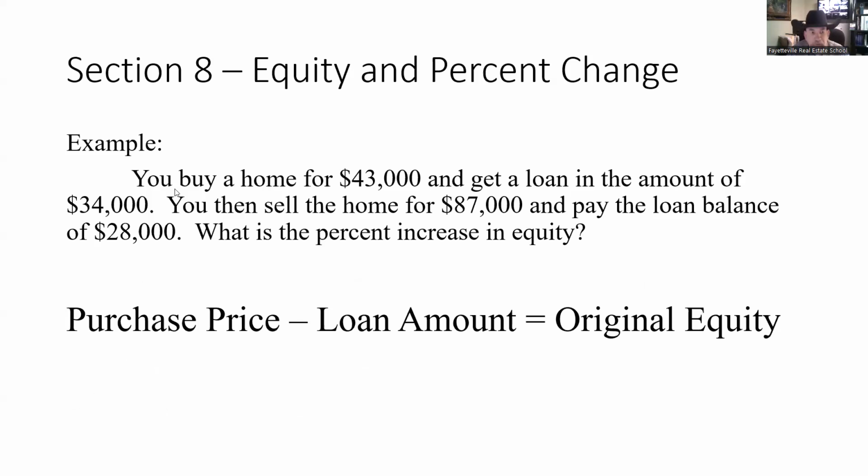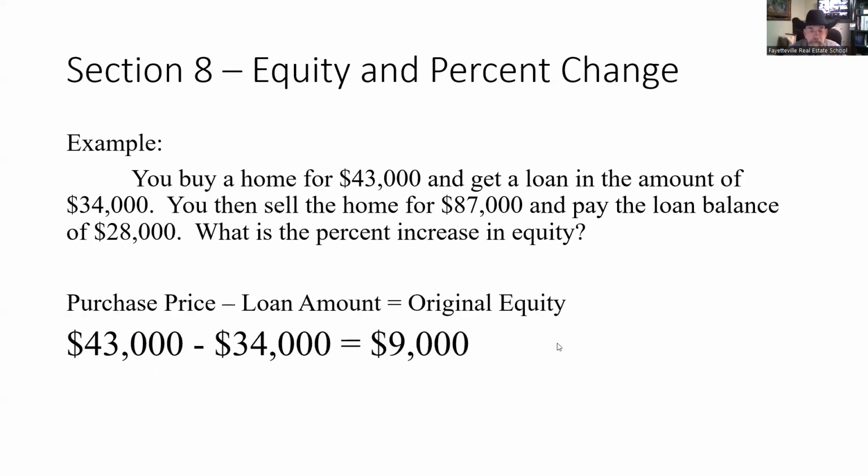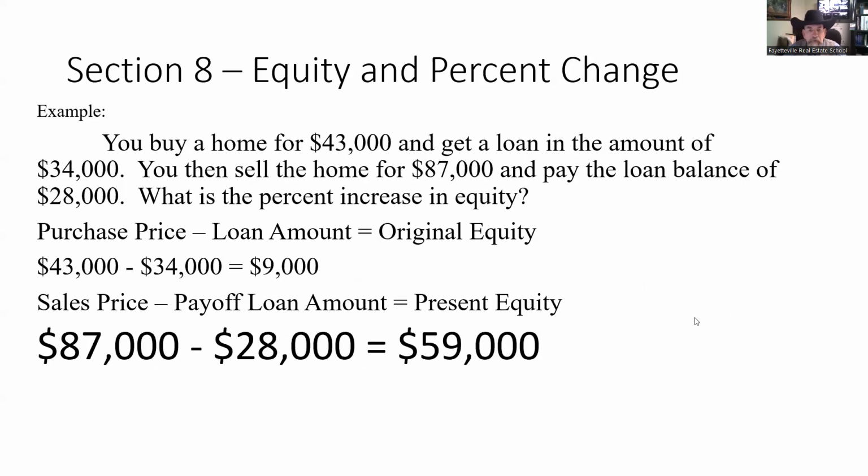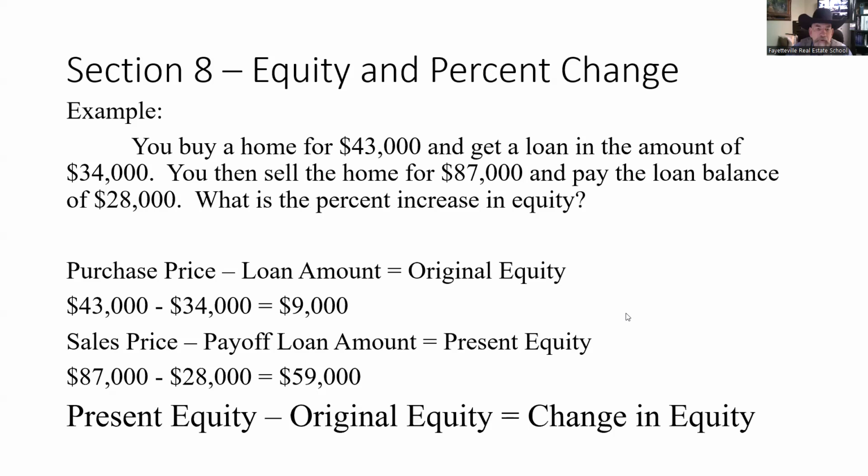So this is again how you set it up, but with buy and sell. Purchase price, you buy it, you get a loan amount, you subtract that, that gives you the original equity. You sell the house, and then pay off the loan amount minus to pay off the loan amount. That's your present equity, right? And then here is the present equity, 59.